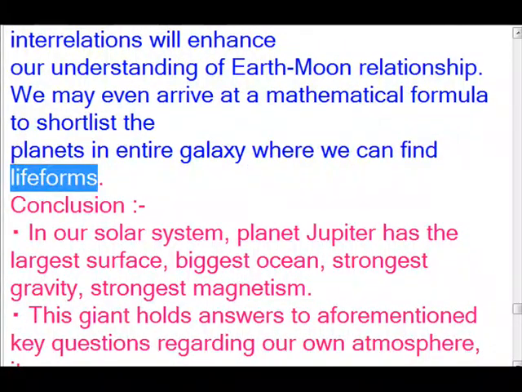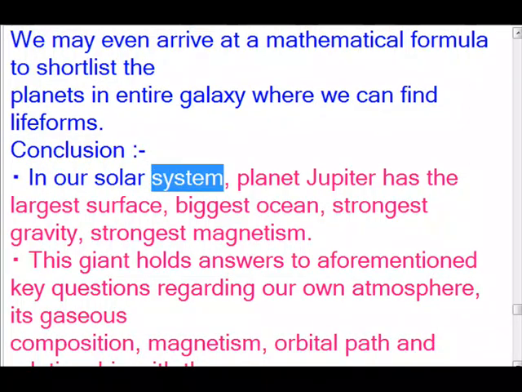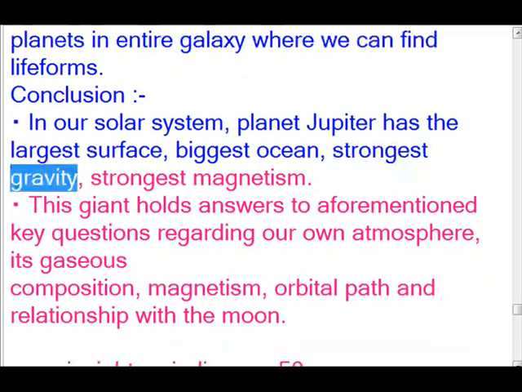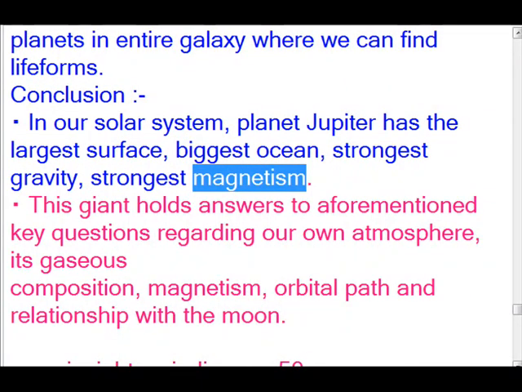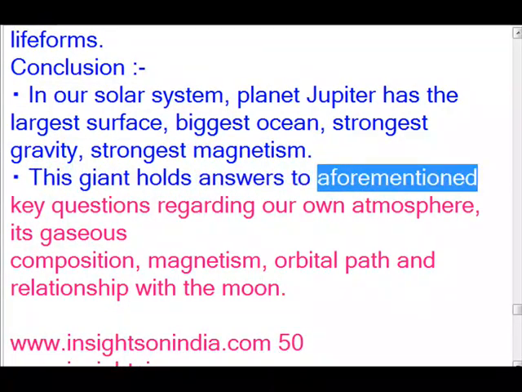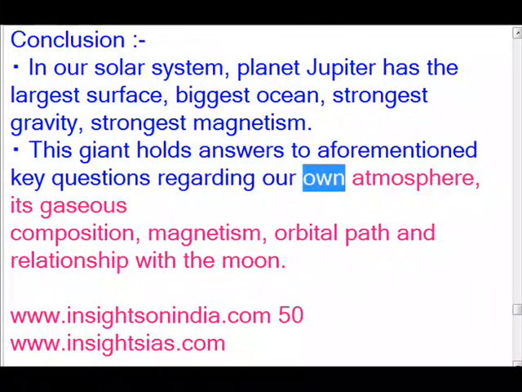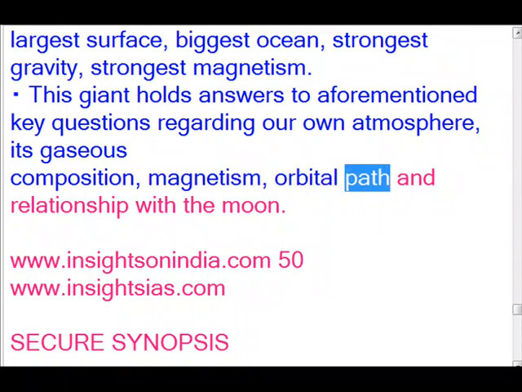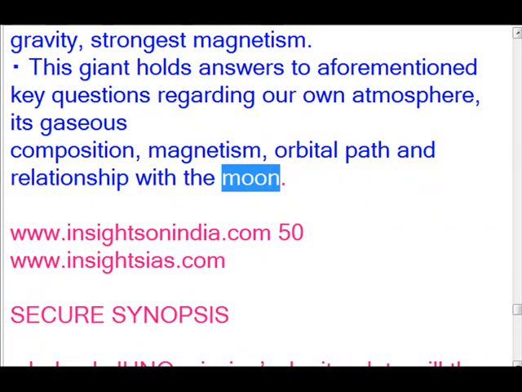Conclusion: in our solar system, planet Jupiter has the largest surface, biggest ocean, strongest gravity, strongest magnetism. This giant holds answers to the aforementioned key questions regarding our own atmosphere, its gaseous composition, magnetism, orbital path, and relationship with the Moon.